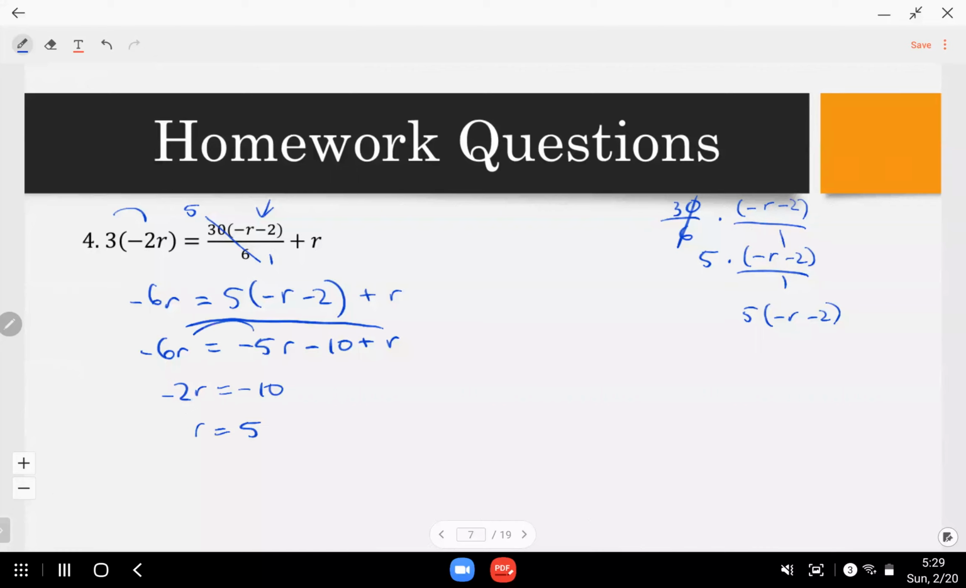I made the dumbest mistake ever by multiplying by 6. Wait a second. If you multiply by 6, it still works, right? So hold on a second. Yeah, but then the numbers got really confusing and I think I just messed up somewhere. Yeah, because if you multiply by 6, what we're really getting is negative 36r is equal to negative 30r minus 60 plus 6r.